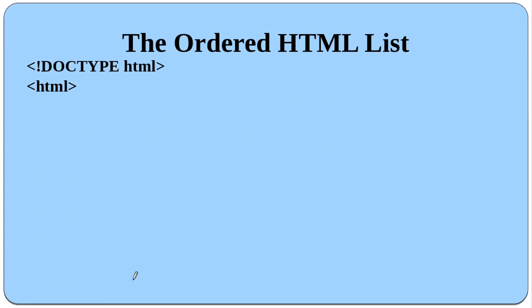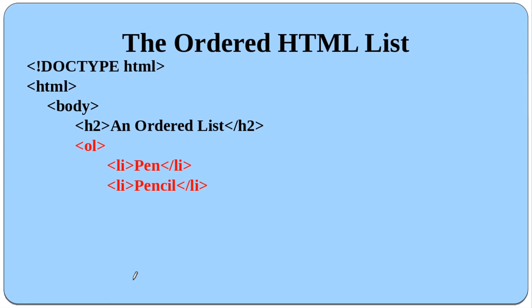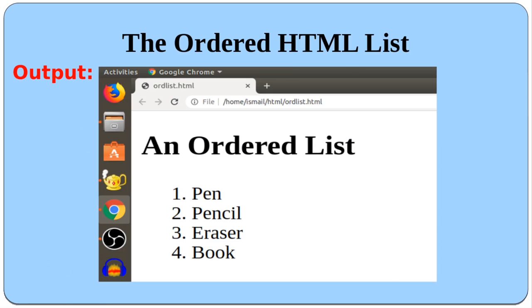Observe this example. Here we have implemented an ordered list to list the items pen, pencil, eraser, book. When you execute this code, the output will be like this: an ordered list followed by 1 pen, 2 pencil, 3 eraser, 4 book.